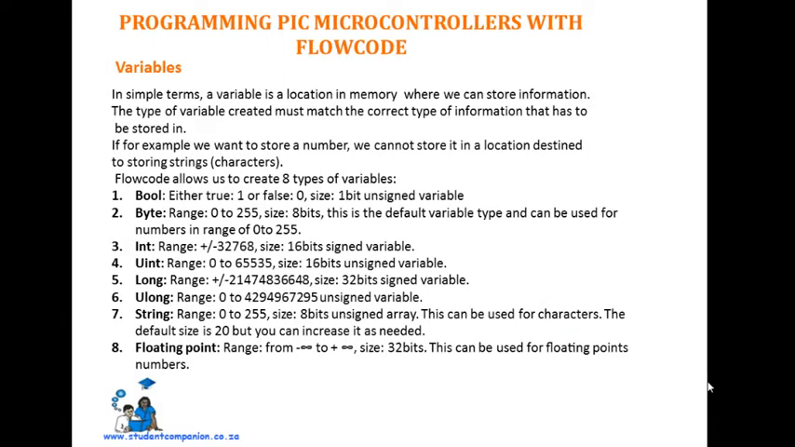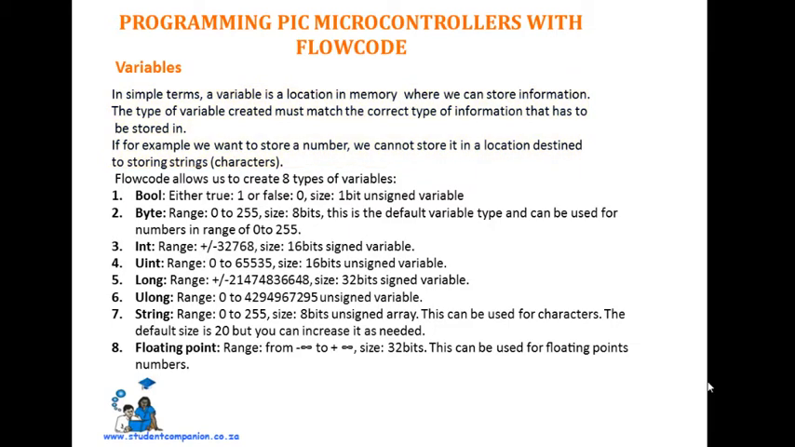Hi guys, and welcome to our third tutorial in this series of programming PIC microcontroller with Flowcode. In this tutorial, we're going to discuss variables. What is a variable? In simple terms, a variable is a location in memory where we can store information. The type of variable created must match the correct type of information that is to be stored in. If, for example, you want to store a number, we cannot store it in a location destined for storing strings.